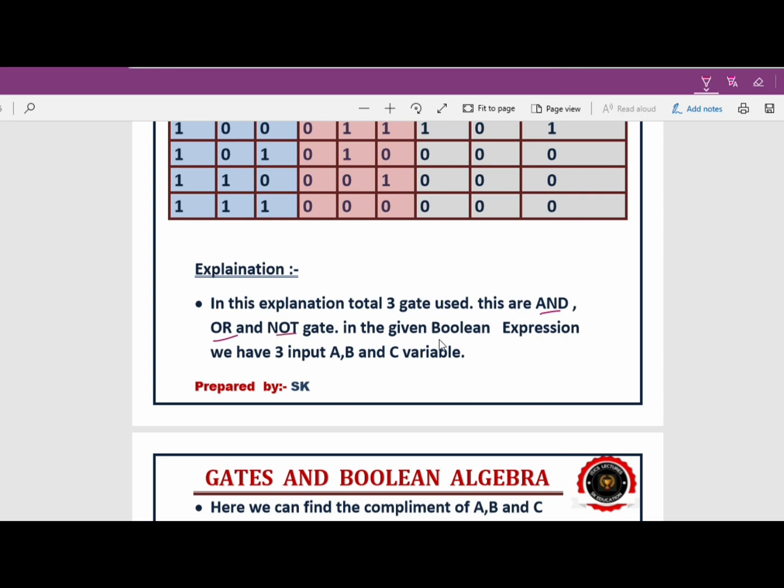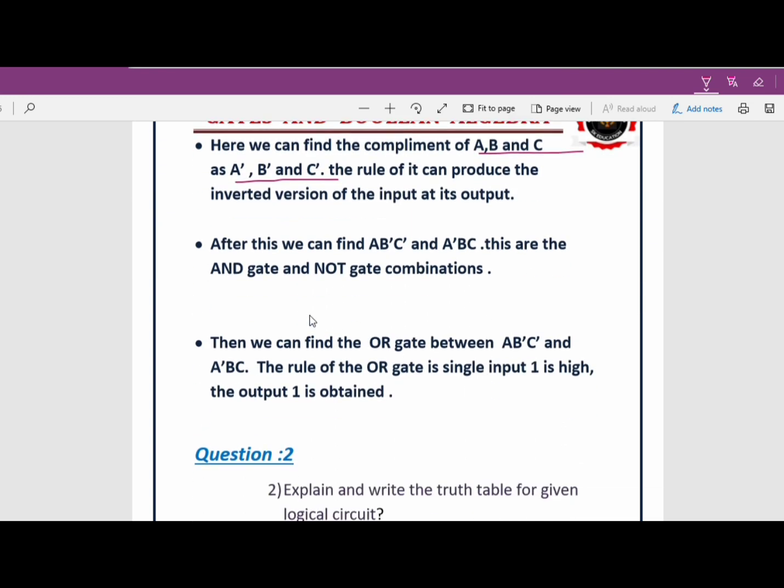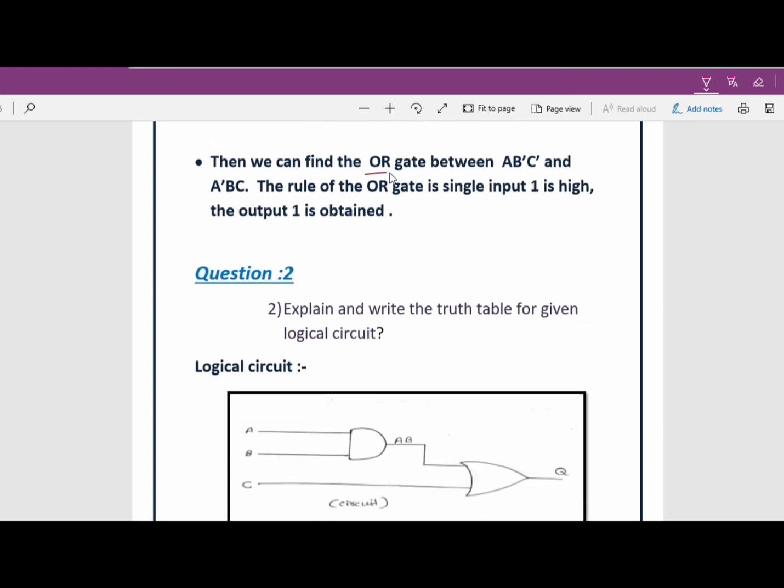In the given Boolean expression, we have 3 input variables A, B and C. Next point, we find the complements of A, B and C as A', B' and C'. The NOT gate produces the inverted version of the input at its output. Next, we find A B' C and A' B C, which are AND gate and NOT gate combinations. Then we find the OR gate between A B' C and A' B C. The rule of the OR gate is that if a single input is high, the output 1 is obtained.